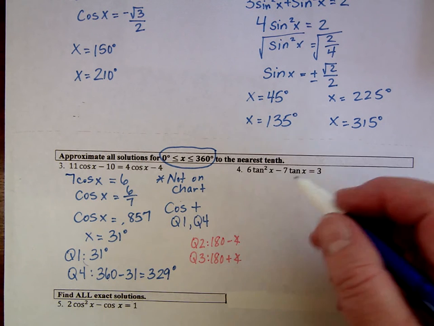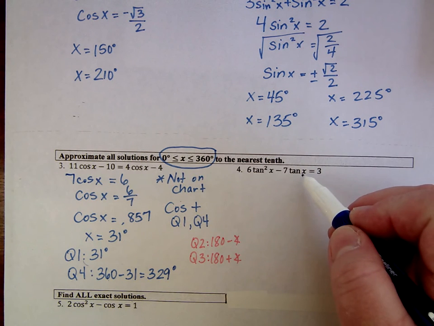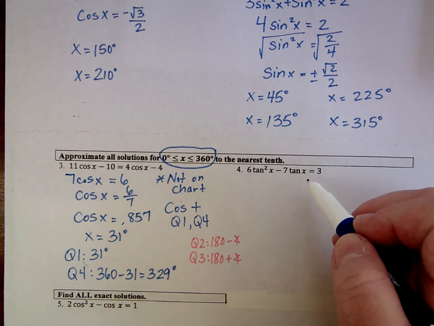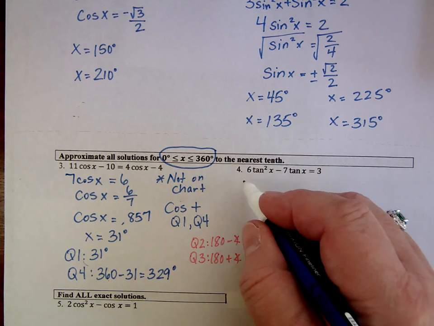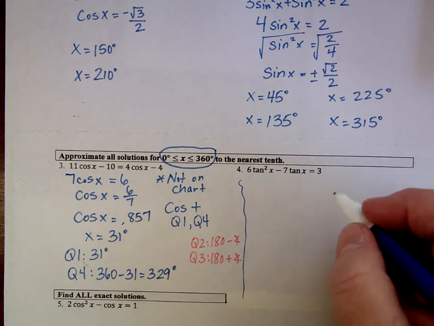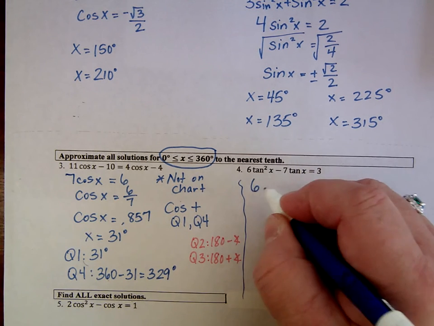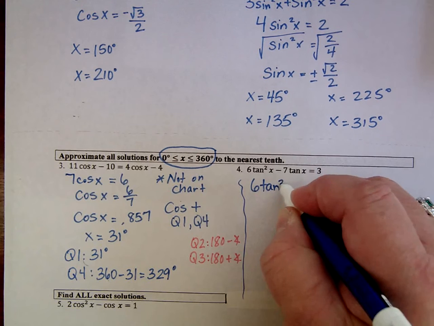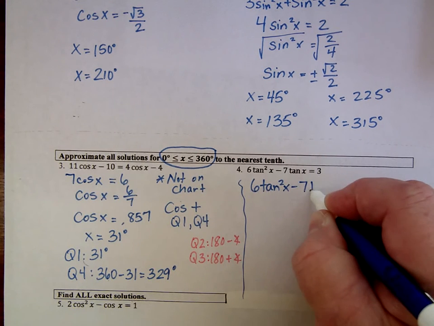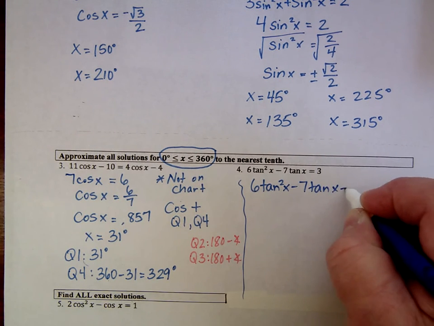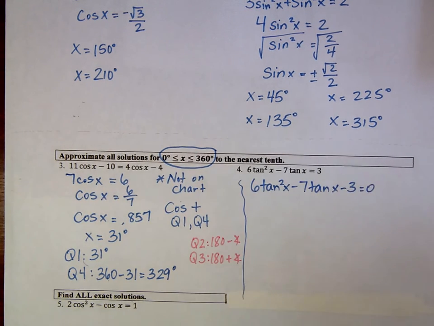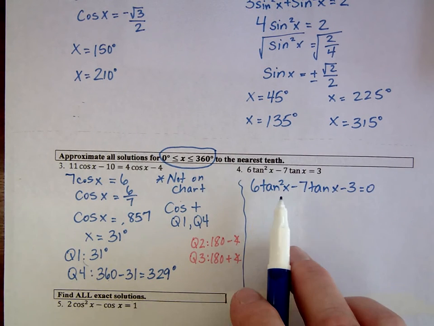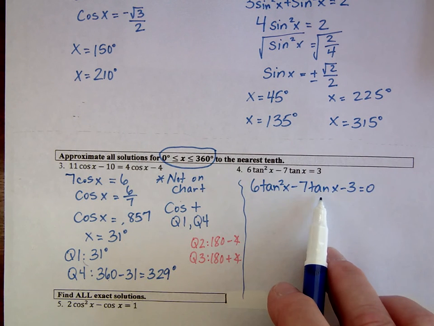So I see that I've got tangent and I've got another tangent, but one's squared and one's not, so I can't combine them together. So what I'm going to do with this guy is think about pulling everything to the same side. 6 tangent squared x minus 7 tangent of x minus 3 when I bring that over equals 0. And you see how I've set it up? There's a squared term, there's a regular term, and then there's a number.